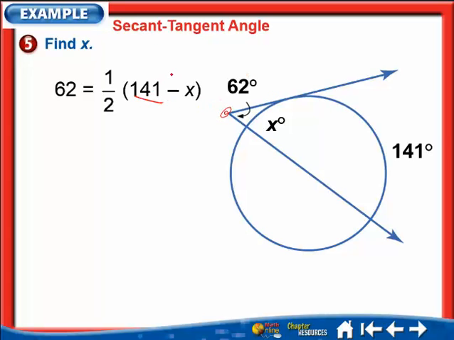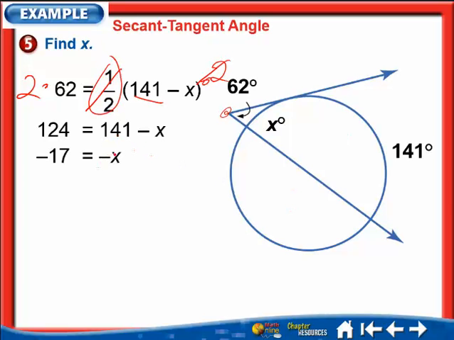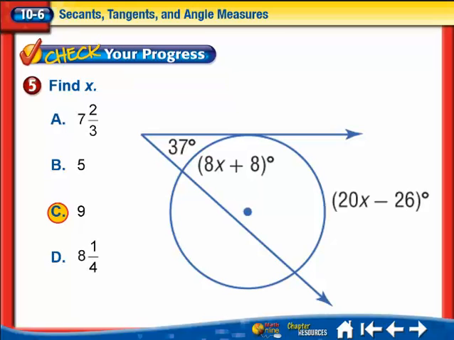I'm going to get rid of this 1/2 by multiplying both sides by 2. So that's where this 124 comes from. Okay, we're able to cancel out our 2's here. If I subtract the 141, I get a negative x still over here. That's okay, because this becomes a negative 17. So if negative x equals negative 17, then positive x equals positive 17. I just change the sign of both of them. As long as I change the sign of everything, I'm good. Okay. Oops, let me go back and do this real quick.